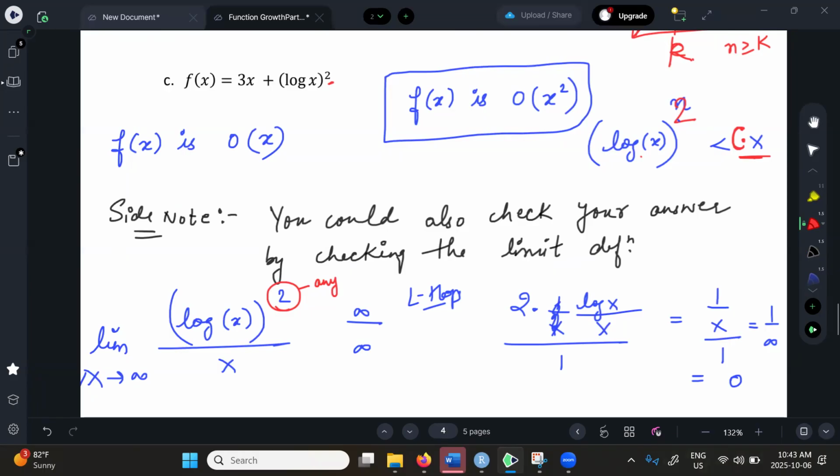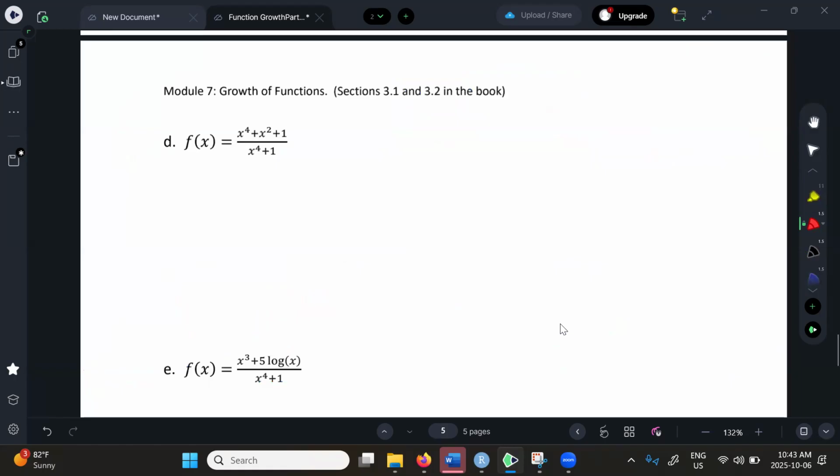I just want to bring your attention to this question. I have x to the power 4, but before you say x to the power 4 as the big O, notice that x to the power 4 is cancelled in the denominator. How do I solve this question? I can ignore all these slower growing terms. They don't really matter.